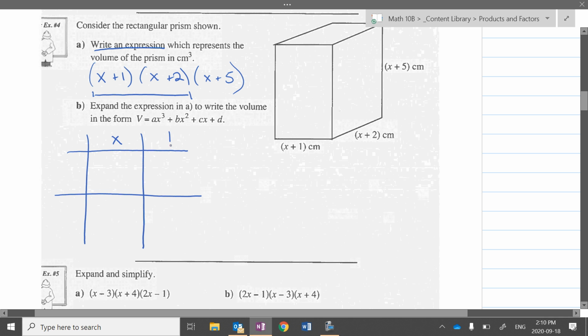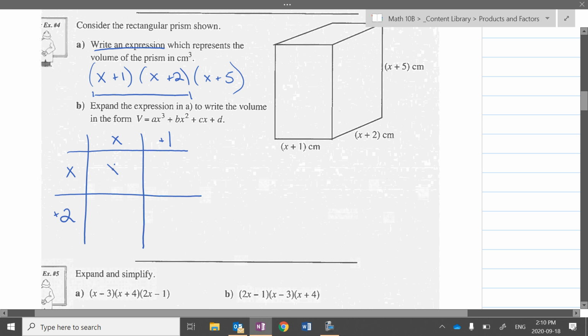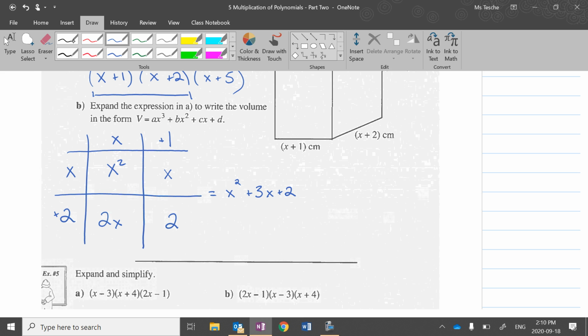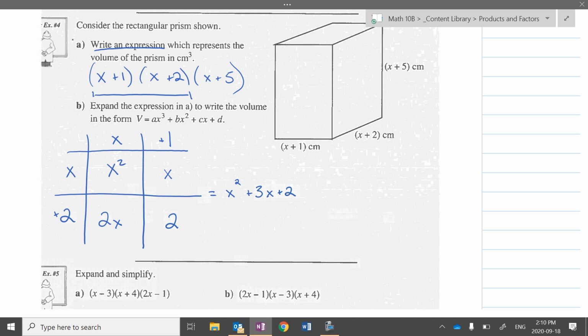So I'm going to have x plus 1, x plus 2. X times x gives us x squared. 1 times x gives me an x. X times 2 gives me 2 x's. 2 times 1 gives me 2. So that gives me a trinomial. I'm doing this quickly, I apologize. Combine my like terms, and I get this trinomial. That's like part 1. Regardless of the method you use, you're going to multiply 2 together, get a trinomial, and then multiply it by your third binomial, or your third side.